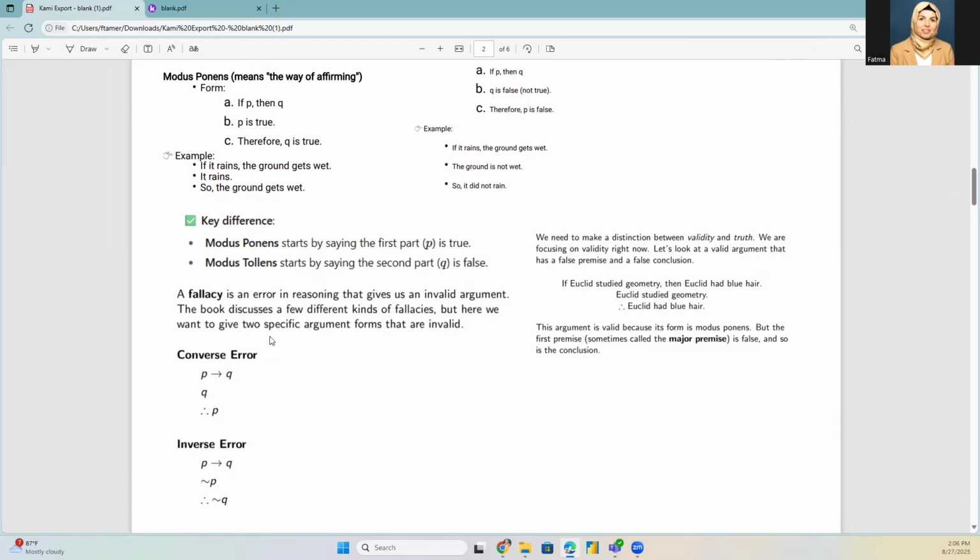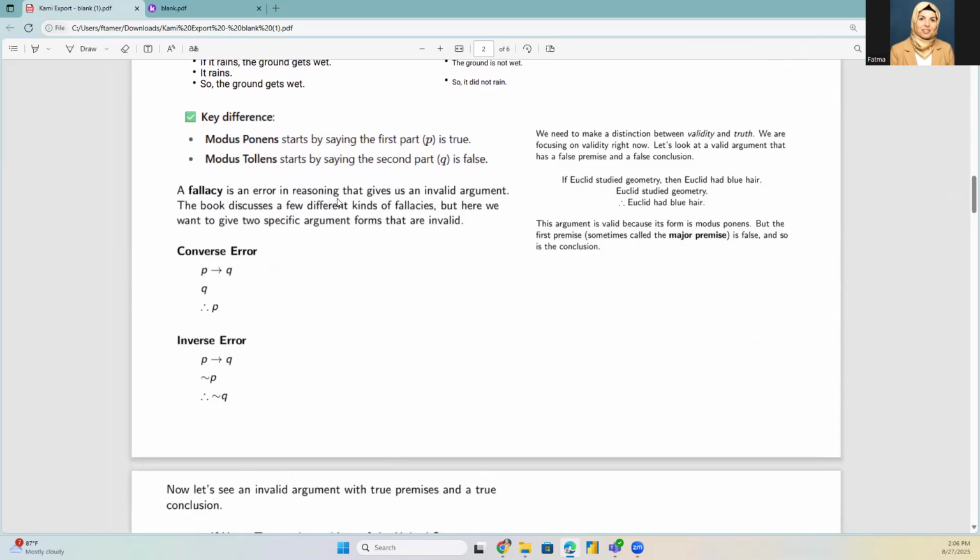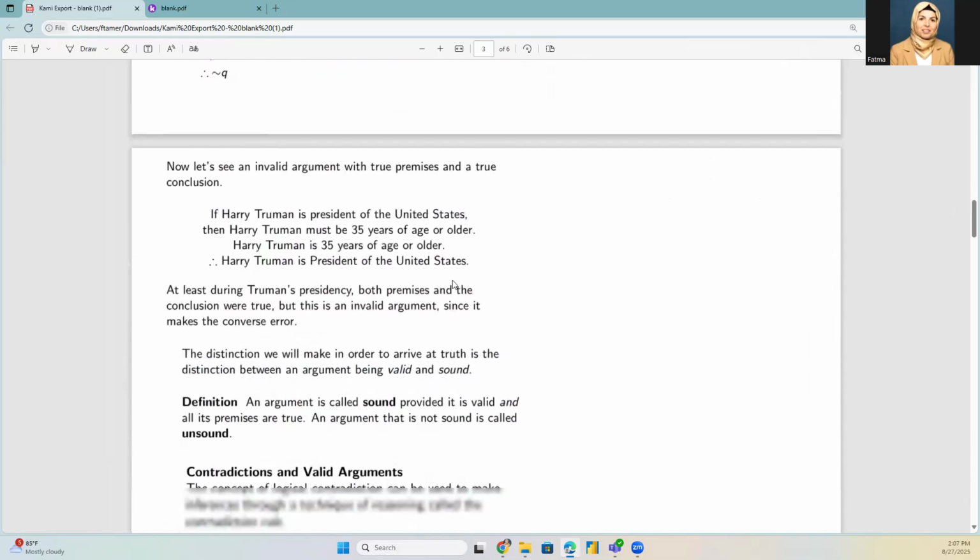A fallacy is an error in reasoning that gives us an invalid argument. The book discusses a few different kinds of fallacies, but here we want to give two specific argument forms that are invalid. One of them is a converse error, the other one is an inverse error. Converse error is: if P, then Q; Q; therefore P. For inverse error: if P, then Q; not P; therefore not Q. These two are called fallacies. It's an error in reasoning, which is going to give us an invalid argument.